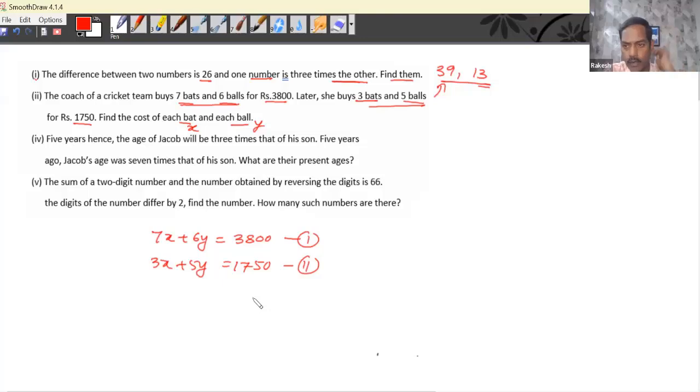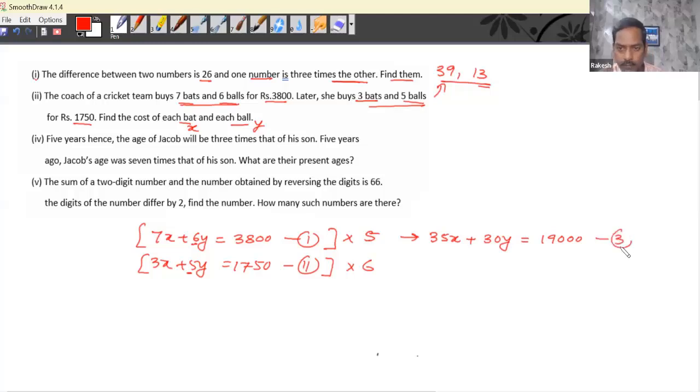Now, let us decide that we want to eliminate y. What we can do is multiply the second equation completely by 5, that is the coefficient of y in the second equation. Similarly, the first equation has to be multiplied by the coefficient of y in the first equation, which is 6. So I'll regenerate this equation in a different format: 5 into 7, that is 35x, plus 30y, and here it would be 19,000. Say this is equation number 3.